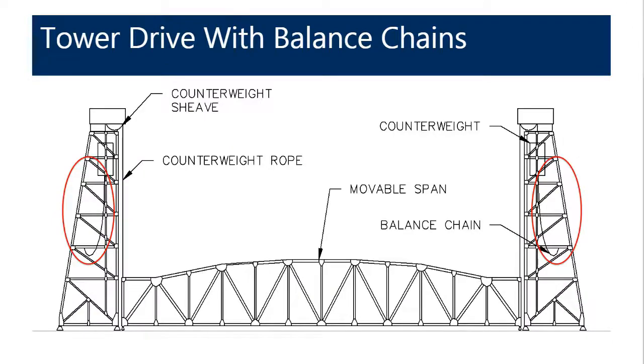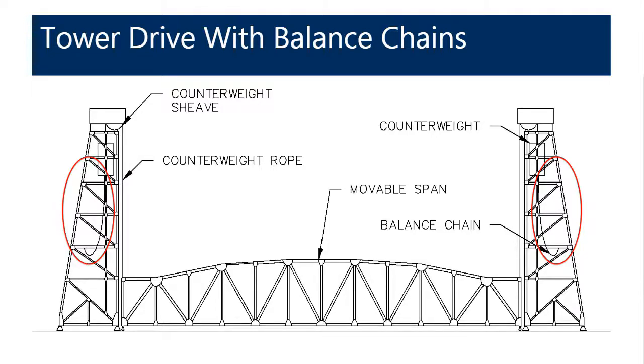Now this schematic shows a tower drive vertical lift bridge that uses balance chains to compensate for the change in imbalance during operation. Balance chains are typically designed to directly and equally compensate for the change in imbalance through each foot of operation through the entire range of travel.